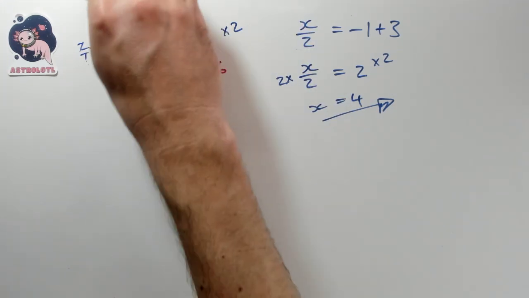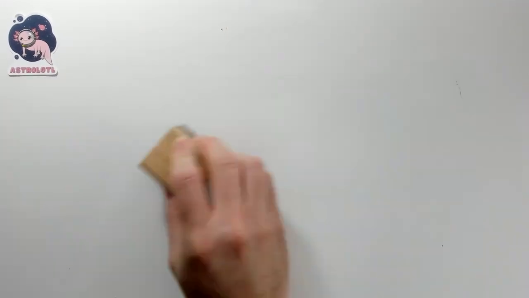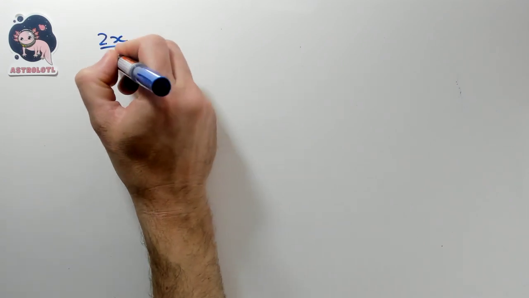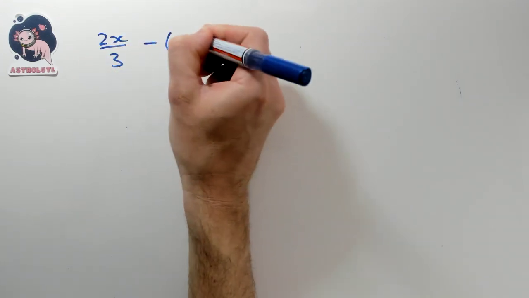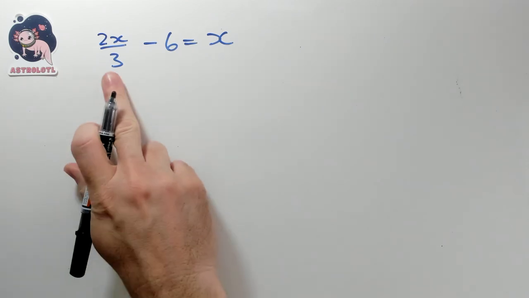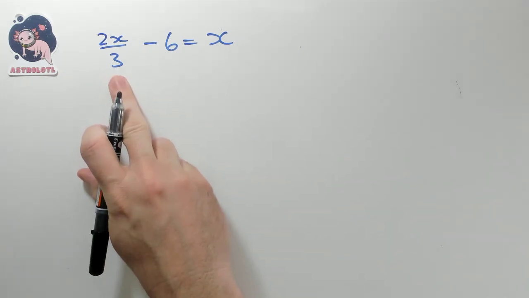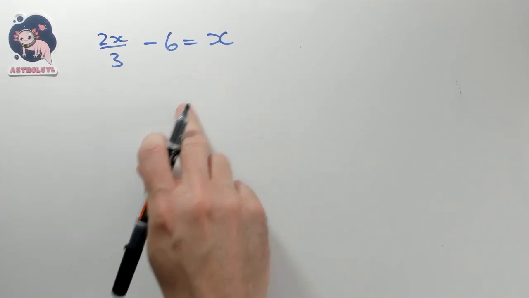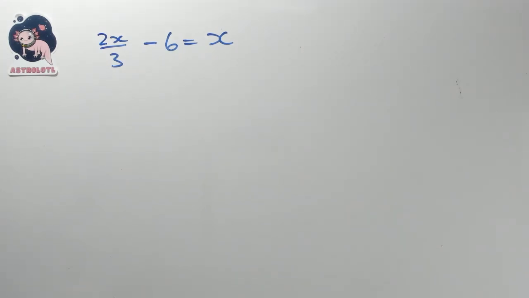Okay, let's take a look at the next example. What do we have here? Let's do 2x divided by 3 minus 6 is x. Again, two paths to follow. We can multiply by 3 because we want to get the fraction away, or we can just rearrange everything around. Now, let's do both methods, then we know it's covered.